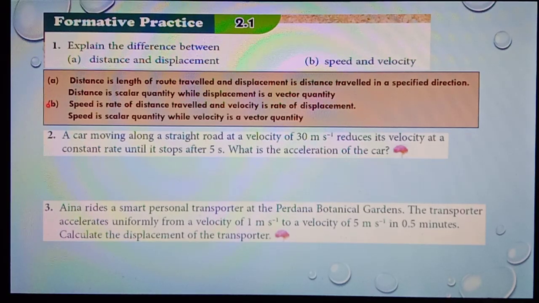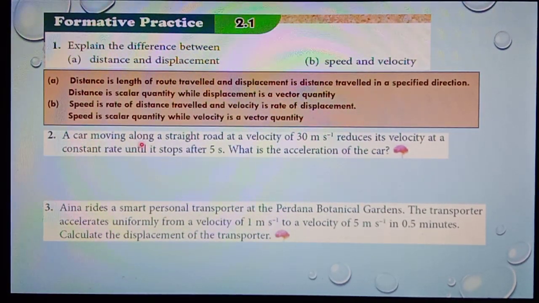Okay, and then B about speed and velocity. Speed is rate of distance travel and velocity is rate of displacement. Speed is scalar quantity, while velocity is vector quantity. Okay, so this one you can refer to the definition of the distance, displacement, speed and velocity.